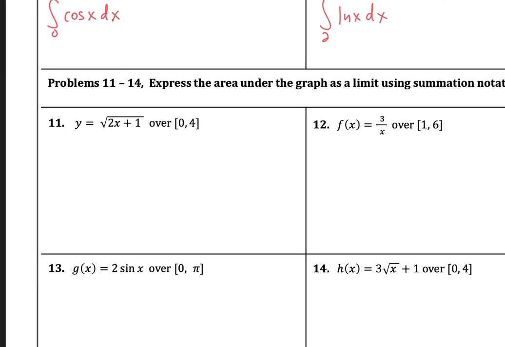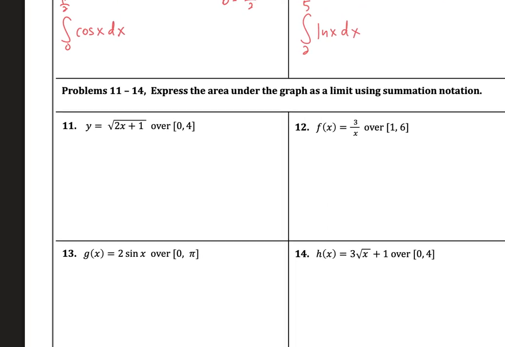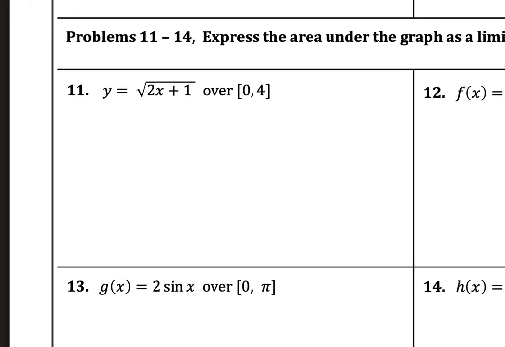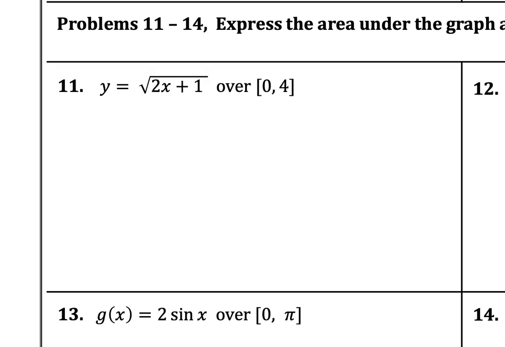Okay, so now we're writing the area under the graph as a limit using a sum. So we'll get our xk first. That's a plus b minus a times k over n. Here a is 0, so 0 plus, and then b minus a is 4. It's 4k over n. Our delta x is b minus a over n, so just 4 over n.